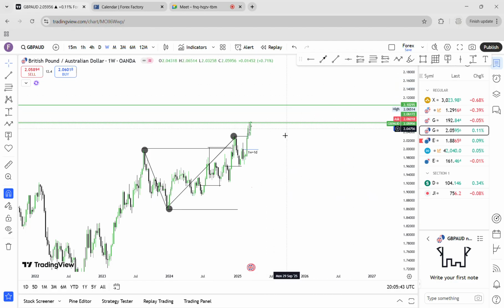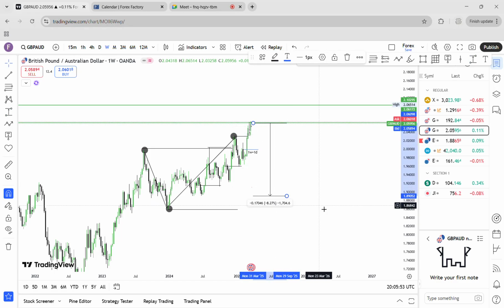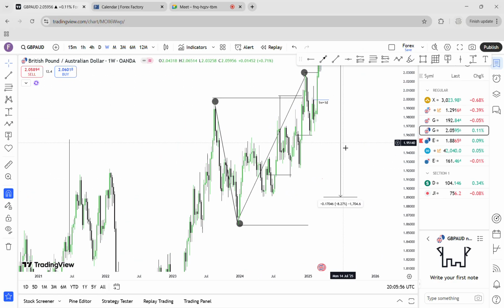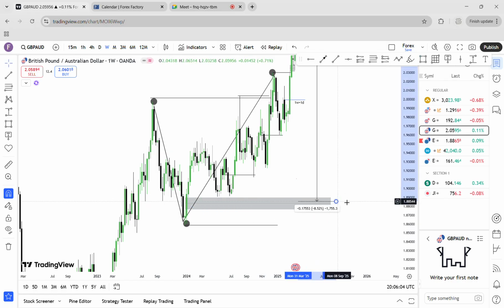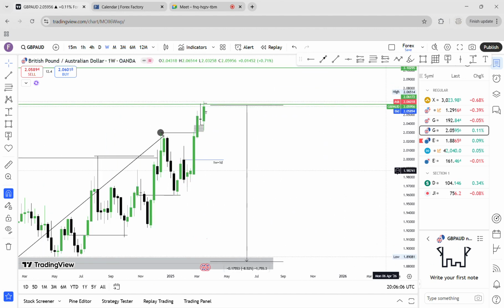But for now, imagine we are holding it till there. It's going to be almost 2,000 pips, because these are the lows that we might come to run. Then we're into this fair value gap. You see, this fair value gap has not been mitigated. So it could be something like this, but we don't know when it's going to happen.